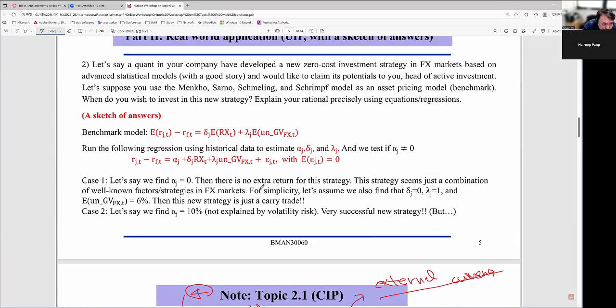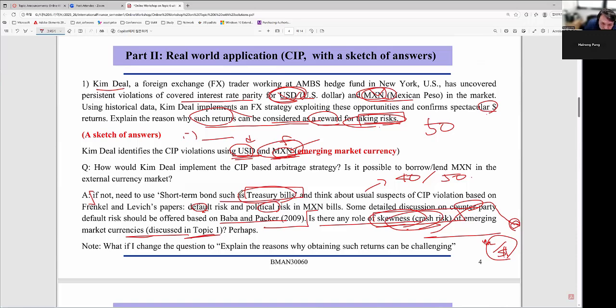So at the time, I gave about 45 if someone mentions something like this. If they are able to explain more precisely the role of skewness in terms of raising counterparty default risk, that person could get around 50. If the person just mentions skewness risk without any explanation, then just give some extra mark.